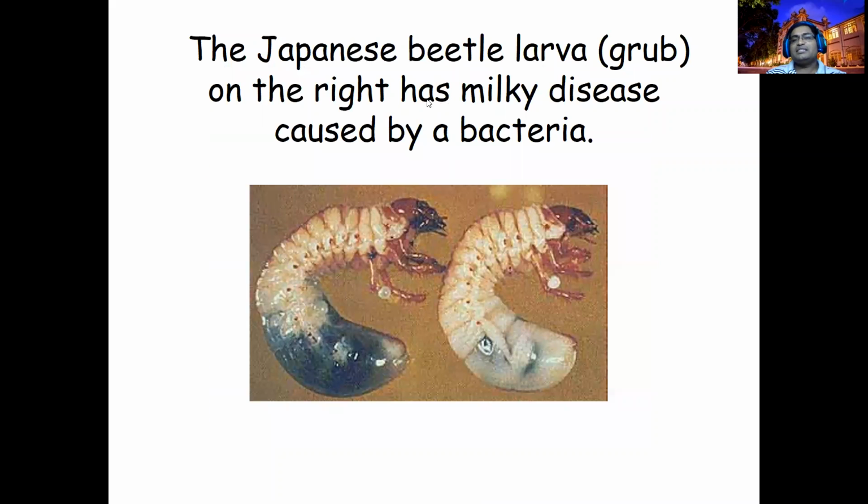This is a Japanese beetle larva that has the milky disease, caused by a bacteria. Milky disease. You see it's rotting. The color is changing. We call it milky disease, meaning the larva fades and becomes whitish. You see the blackish color will become white. That's what we call milky disease. The larva will become a milky color.